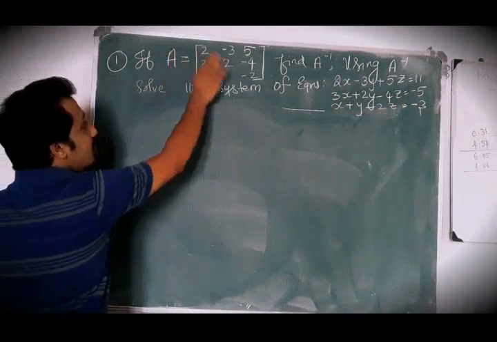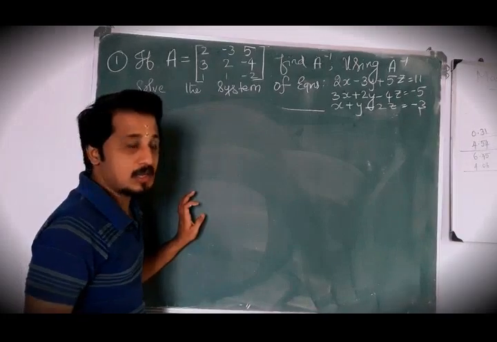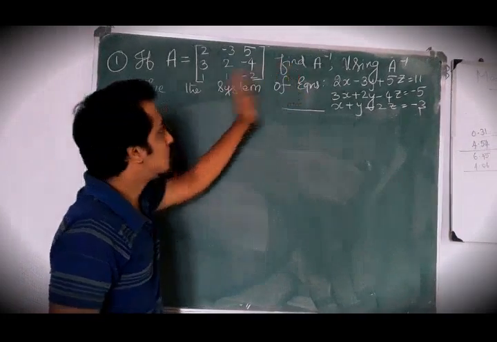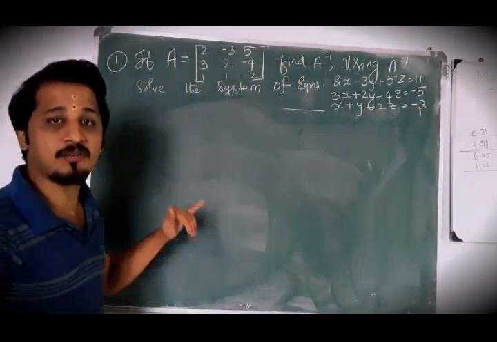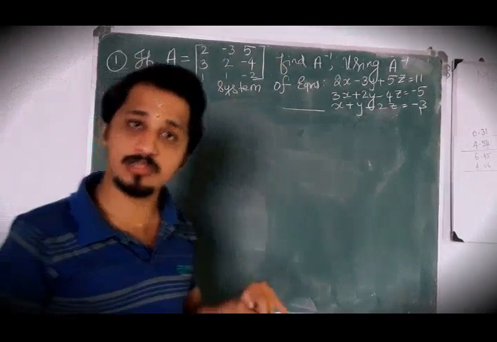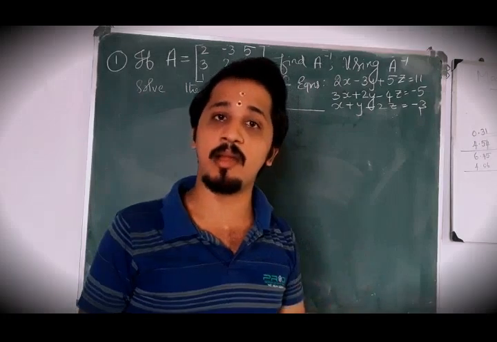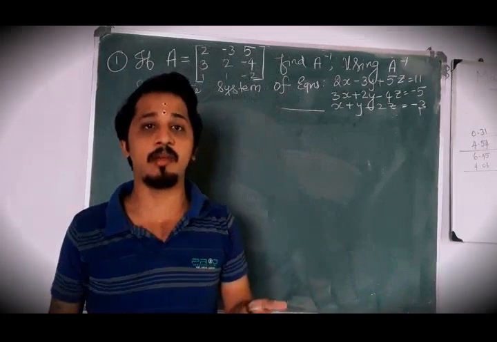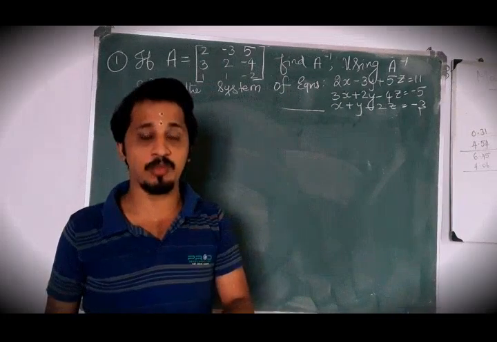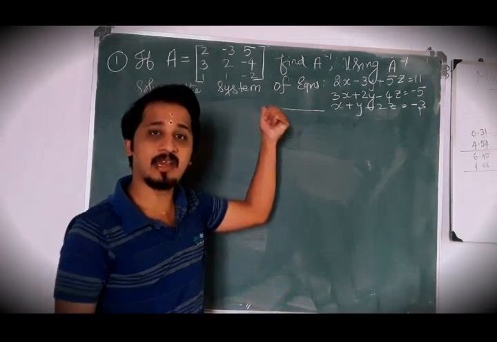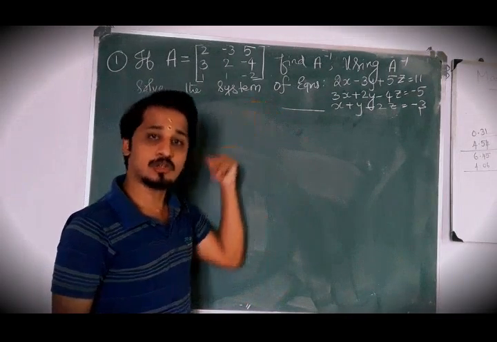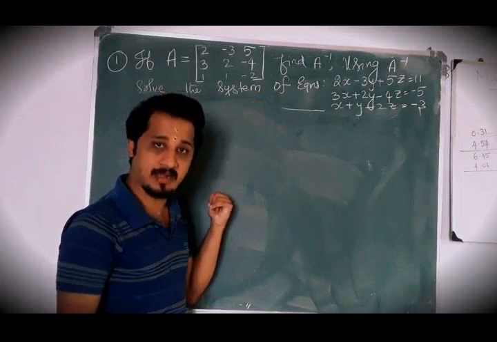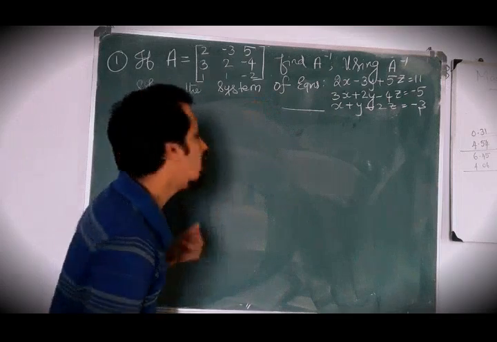First, the given matrix is a 3 by 3 matrix, so we have to find A inverse. To find A inverse, we have to check whether the given matrix is singular or non-singular. If it is a singular matrix, the condition is determinant A is equal to 0. If it is a non-singular matrix, determinant A is not equal to 0. To find A inverse, the matrix has to be non-singular. So we have to check whether the given matrix is non-singular or not.